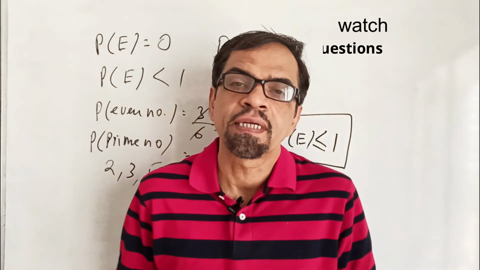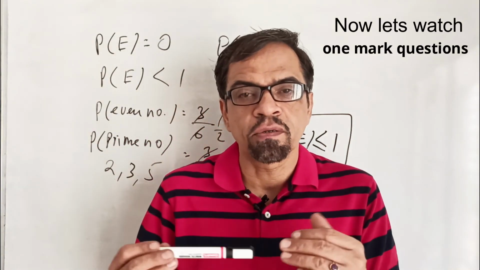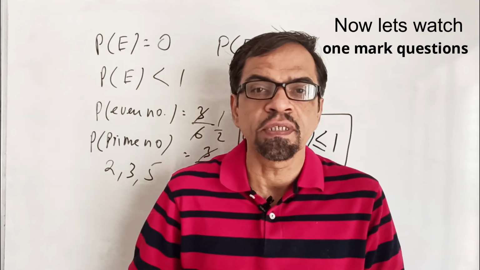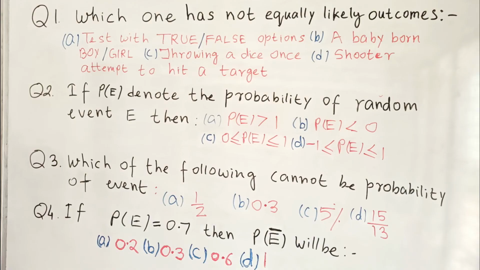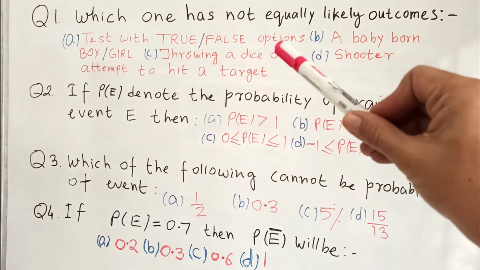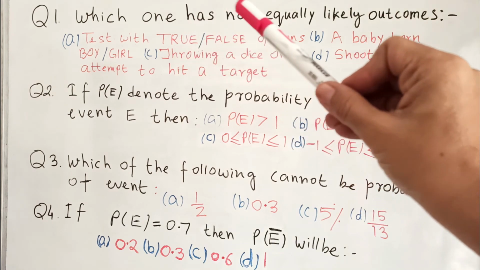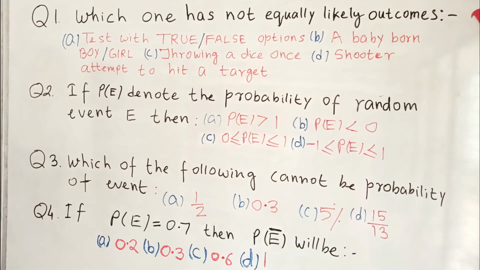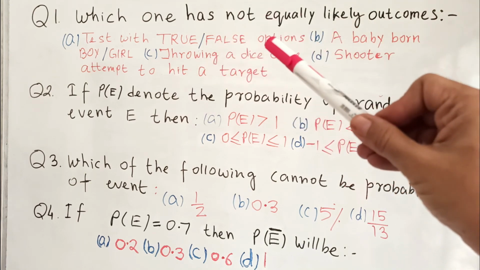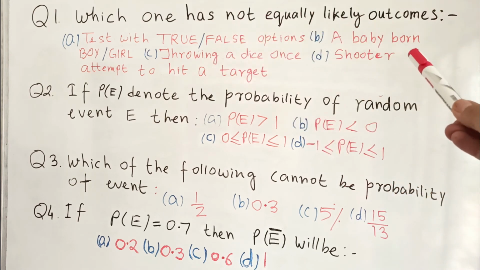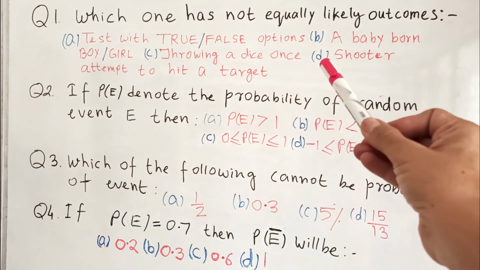Now student, let us see the conceptual 1 mark question I prepared for you based on these basic concepts. Now class 10th, let us see the 1 mark conceptual question based on the basic concept. First question, which one has not equally likely outcomes? A option, toss with the true false options. B, a baby born boy or girl. C, throwing a dice once. D, shooter attempt to hit a target.